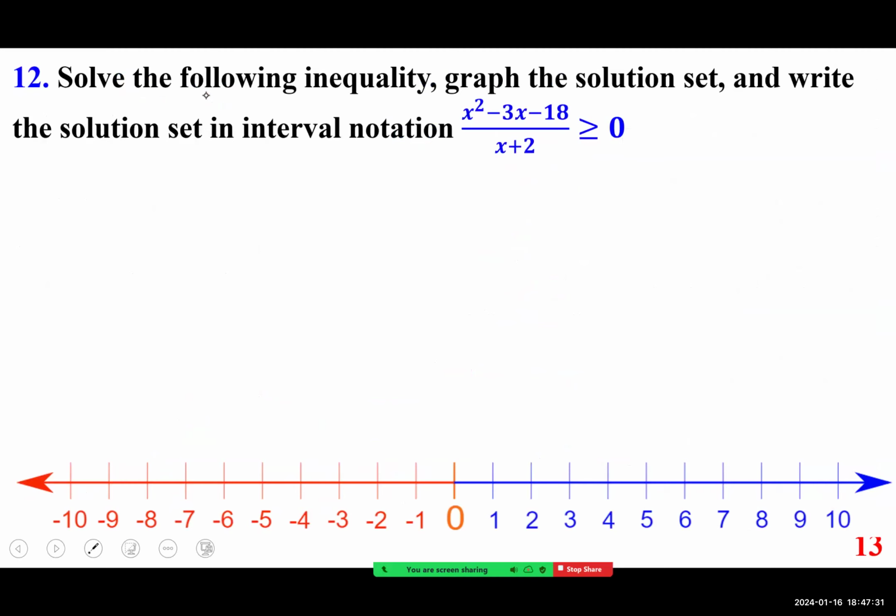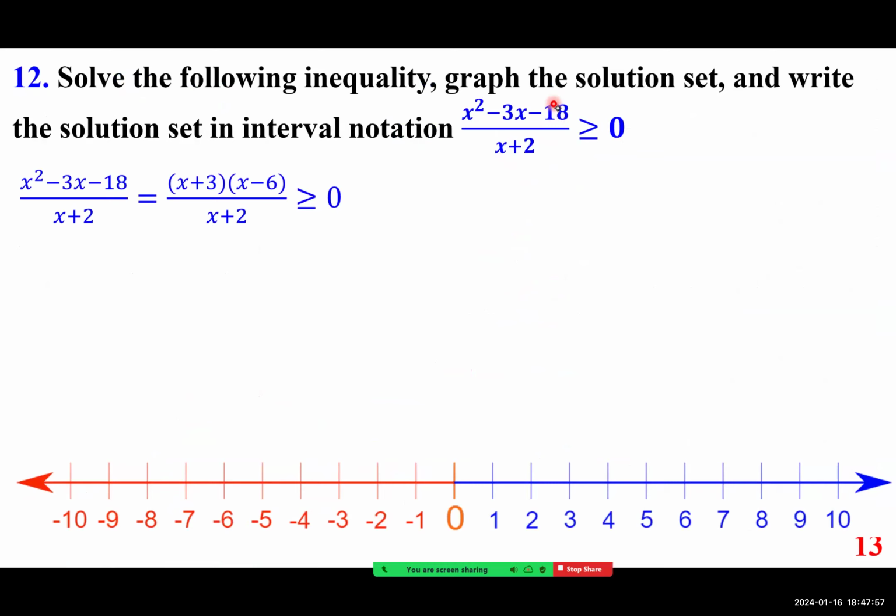Solve the following inequality, graph the solution set, and write the solution set in interval notation. Number 2. Solve an inequality without having to graph that function. You have to factor the top and the bottom. The bottom doesn't need to be factored. The top becomes x plus 3 times x minus 6 because you want two numbers. The product is negative 18 and the sum is negative 3.